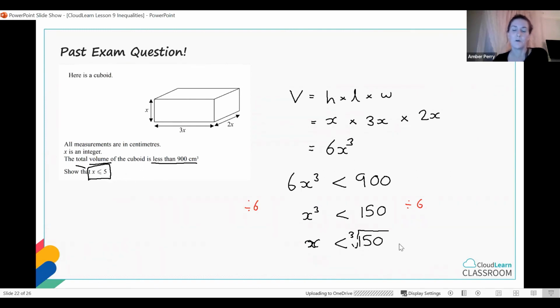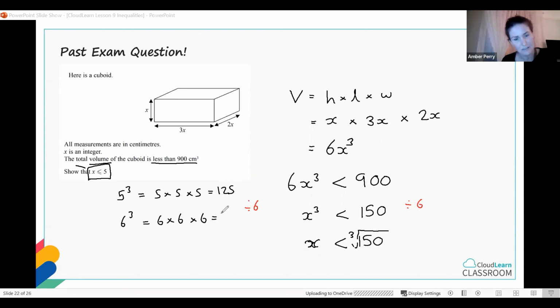Okay. So what we need to do now is consider our cube numbers. And you should know your cube numbers, but 5 cubed is 5 times 5 times 5, which is 125. And so we can see there that this is definitely less than 150. Okay. And 6 cubed, 6 times 6 times 6 is 216, I think, which is more than.